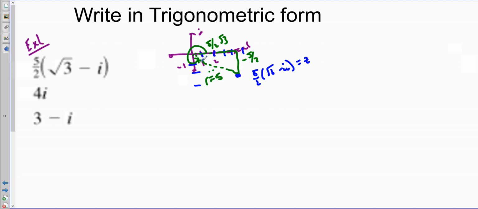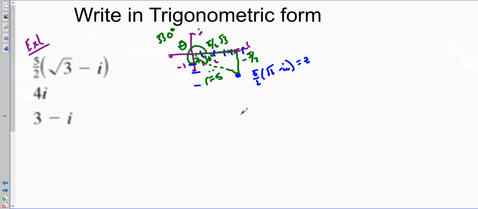Okay, so what we know now is we're going to find out what this angle theta is. Knowing that we have 1, radical 3, and 2, this is actually a 30-degree angle opposite that. And so this angle theta, if we go all the way around, is going to be 330 degrees.